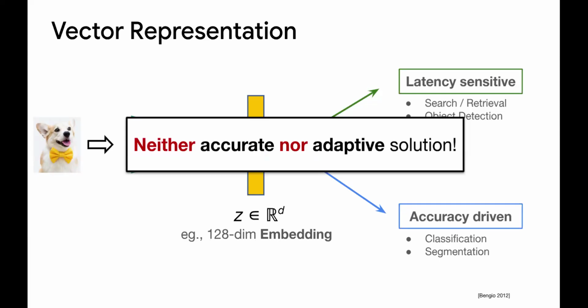So my claim is that having this trade-off is neither accurate for the things which need to be accurate, nor adaptive because it cannot cater to both the solutions at the same time.